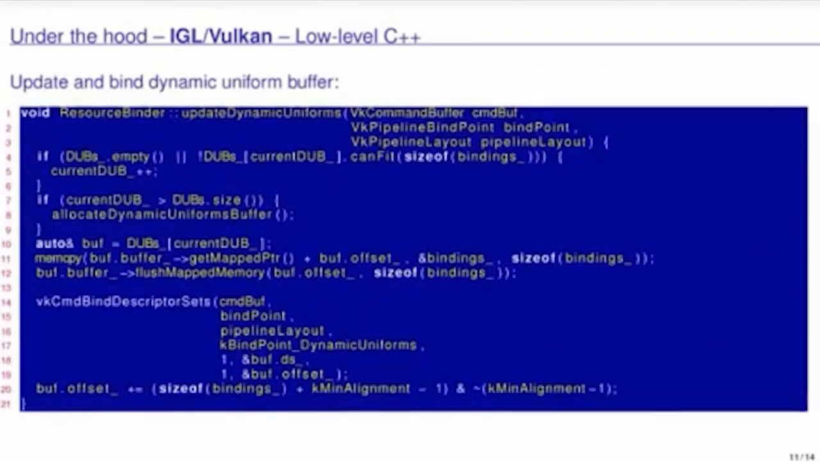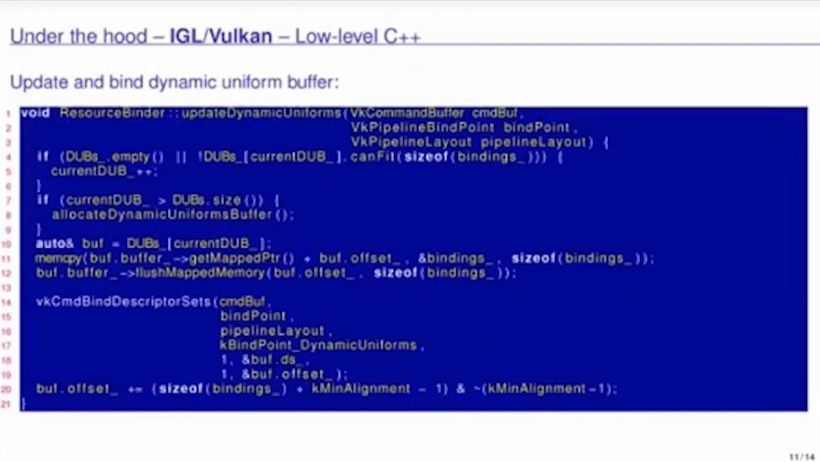With all our data structures set up, we can now upload the bindings data to the GPU. This pseudocode shows how, with some sanity checks omitted for simplicity. It only executes if the binding data has changed since the last draw call. As you can see, we switch to the next dynamic uniform buffer when we've run out of space for more bindings in the current buffer.